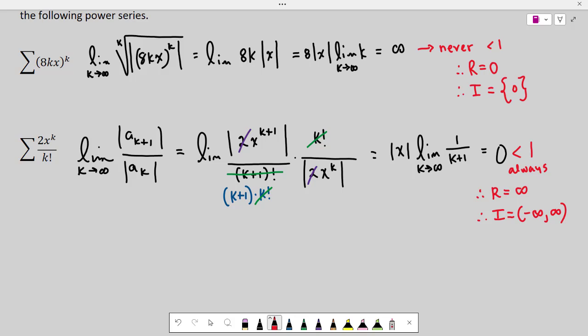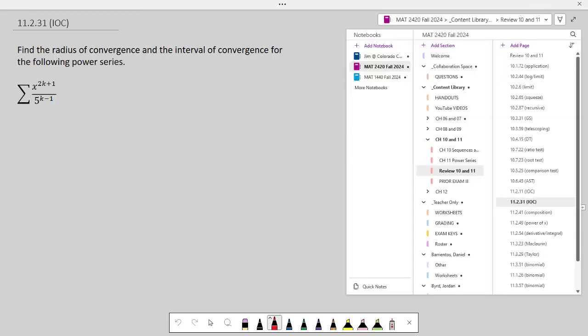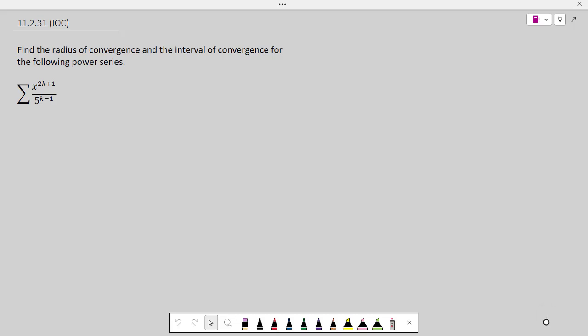So these are the easiest cases, but it's very easy to make the wrong conclusion. So just make sure that you're clearly understanding that if this limit, you're always comparing to 1. This is never less than 1, so you have a tiny radius of convergence. This is always less than 1, so you have a huge radius of convergence. So let's do the middle of the road ones now.